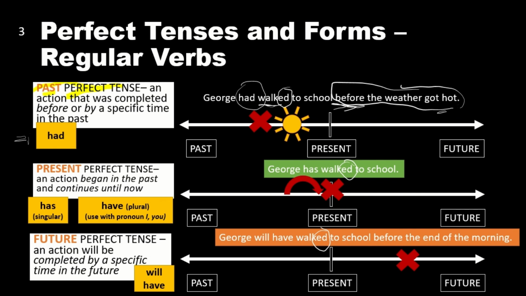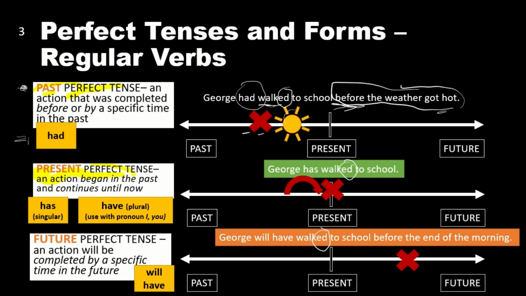So this first sentence is telling me, hey, it's before the weather got hot. So we know that the weather got hot at this time. Let's say, for example, 9 a.m. George walked to school. He began and he ended before this weather got hot, before the sun that you see on your timeline right here. So when we know the specific time in the past, we can make sure that it has the helping verb had, ends in an ed. You know you have a past perfect tense. So let's go to the next one.